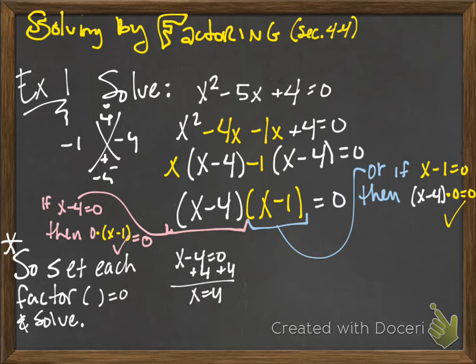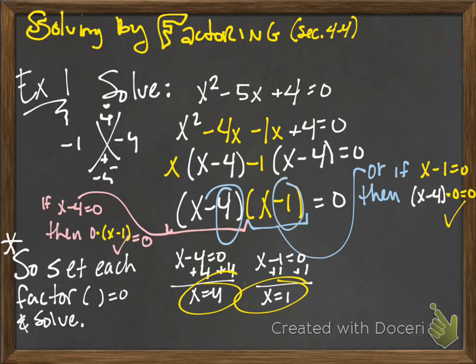Doing so here gives me x equals 4, and doing so here gives me x equals 1. Now, don't think you're just grabbing these numbers and automatically using them as your answer. That's only for the super easy first example.